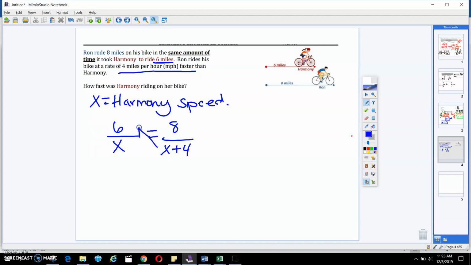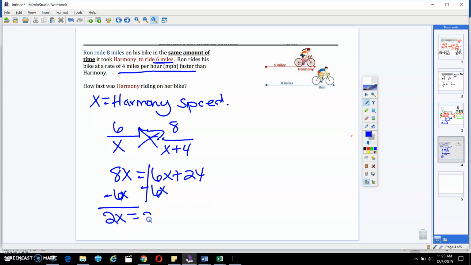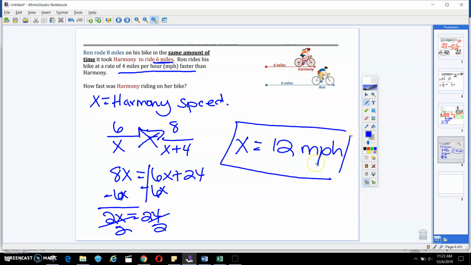What we're going to do now is cross multiply, and that gives me 8x equals 6x plus 24. So I cross multiplied, and this is what I get. If I solve for x, I'm going to subtract 6x from both sides, and that gives me 2x equals 24. I'm going to divide by 2, and so x is going to equal 12. So she was riding at 12 miles per hour.